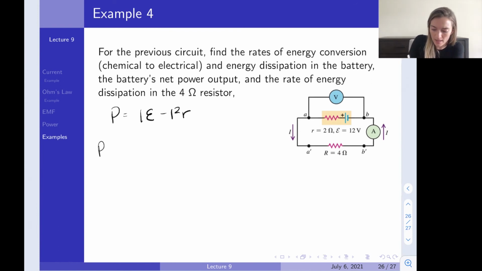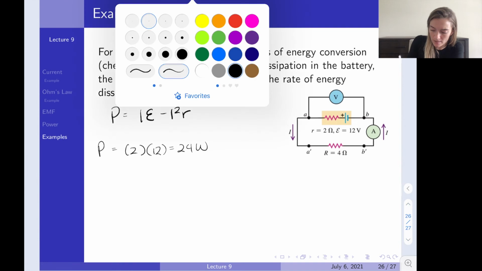That just means how much energy the battery is turning from chemical potential energy to electrical energy. That energy conversion is just the current through the battery, which is 2, times the EMF supplied by the battery, which is 12. So that gives us 24 watts.